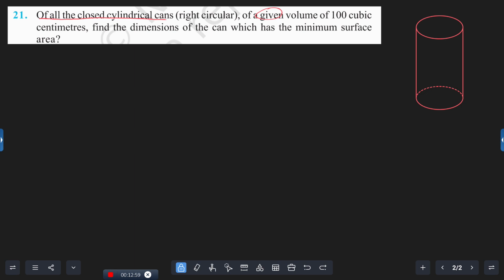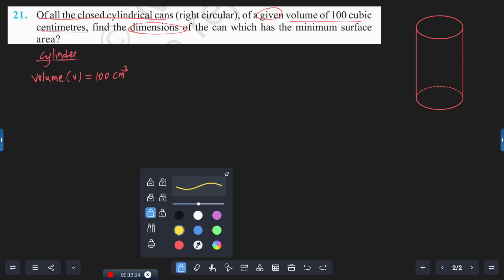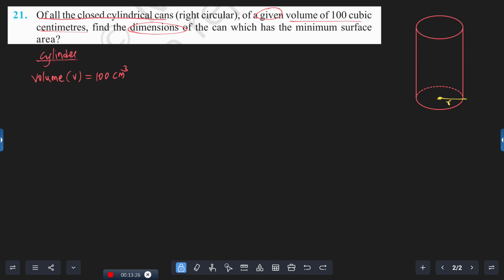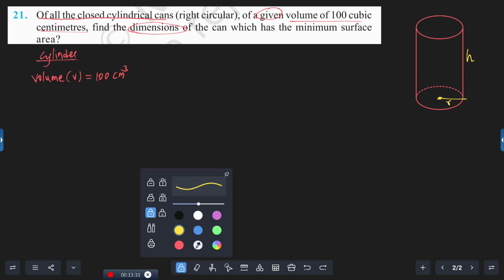They gave a volume of 100 cubic centimeters. First, this is a cylinder shape, and in the cylinder the volume is given. Volume V is equal to 100 centimeter cube. Find the dimensions. Dimensions of the cylinder means what? Radius and height are the dimensions of the cylinder.